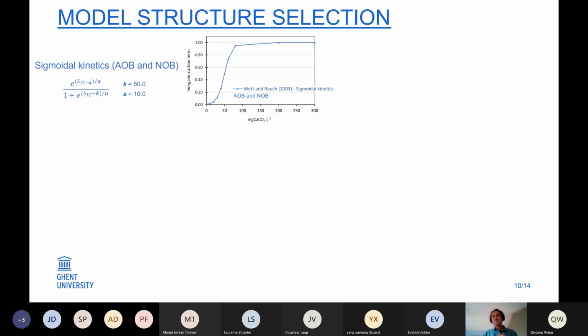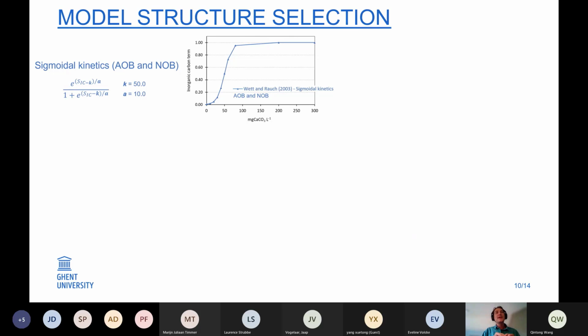So the first model related to inorganic carbon limitation that we have is the one that I am showing in this slide, using sigmoidal kinetics. The mathematical expression you can see in the left part with the parameters that were published in this study, and then this graphical expression is actually the equation, but with different inorganic carbon concentrations. That is just a graphical representation of this sigmoidal kinetics.